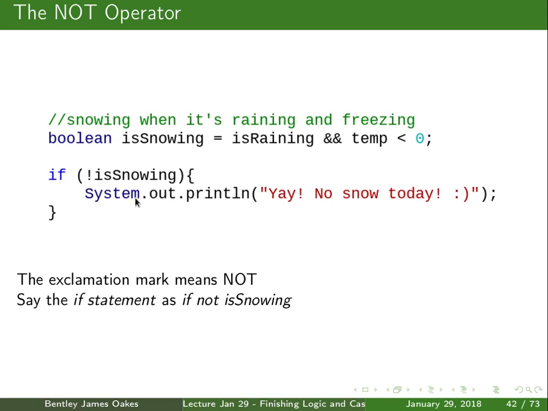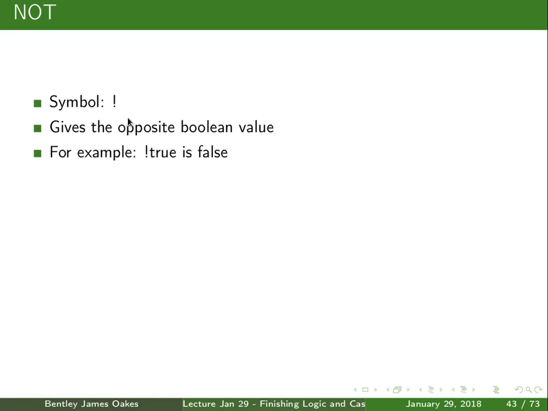Let me say that again. This block will only execute if is snowing is false, because it will take the false and it will flip it to true. Let me talk about that. So we have the exclamation mark. It gives the opposite Boolean value.